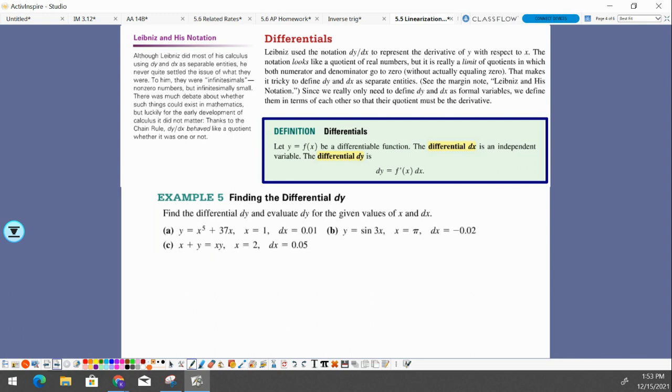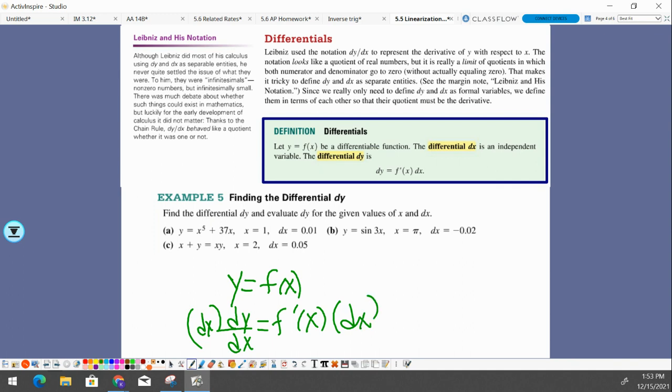I want you to think about if you start with y equals f of x and take the derivative of y with respect to x, it is just dy/dx equals f prime of x. What the differential does, technically, is it just multiplies by dx. It's just getting dy by itself. Notice dy equals f prime of x dx. All right.